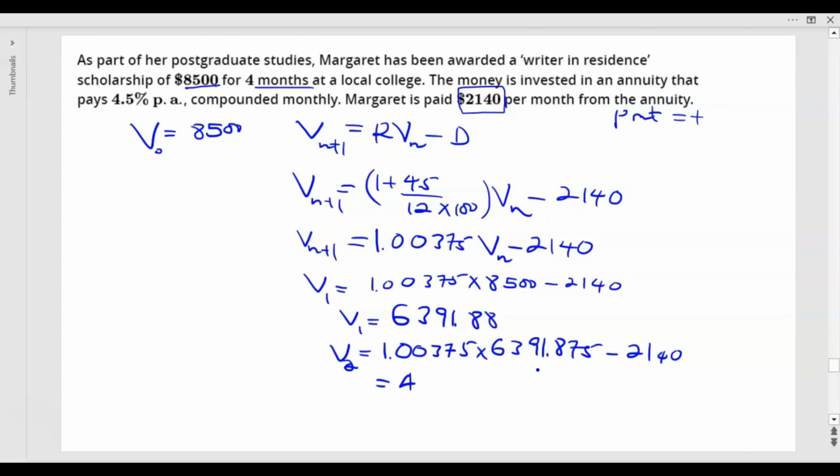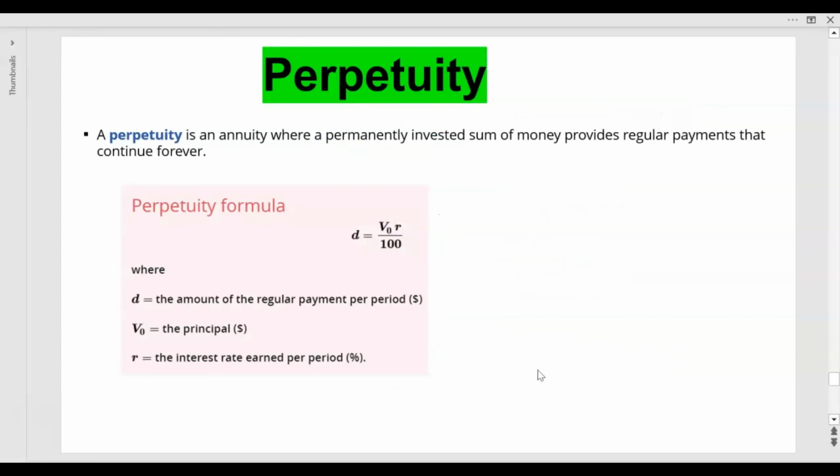So after the second month, that's the balance of the fund. Eventually the fund will run out. In other words, it will be exhausted. That is basically an annuity funding or investment, whereas perpetuity is an annuity, in other words an investment, where a permanently invested sum of money provides regular payments that continue forever. So the time frame is indefinite.